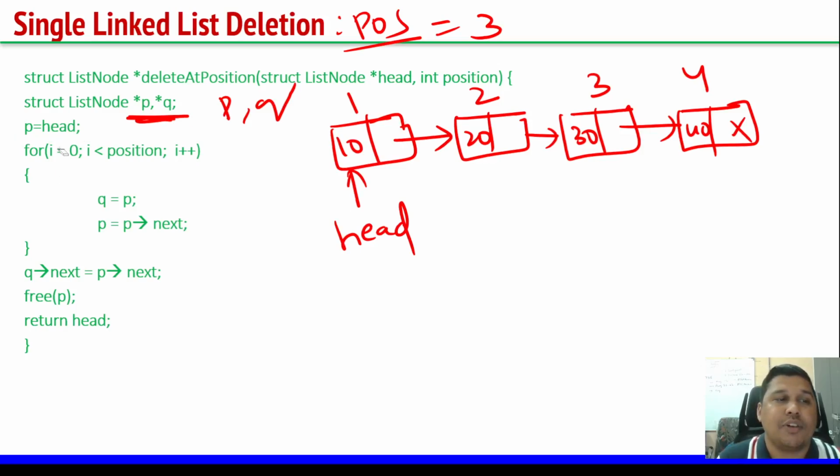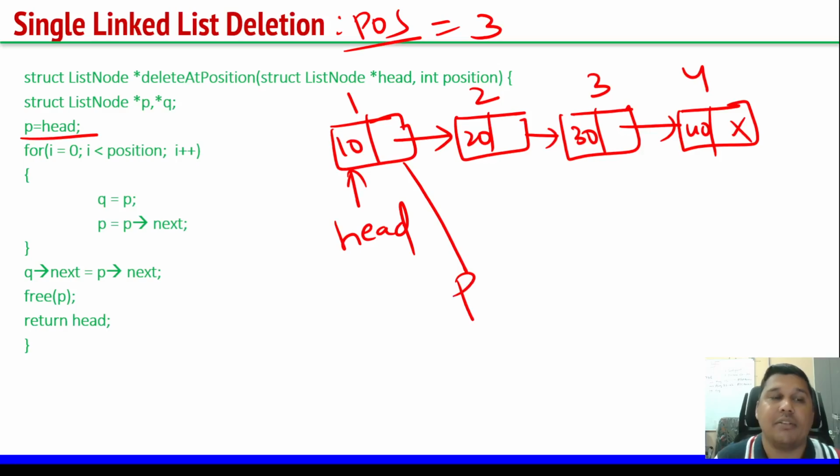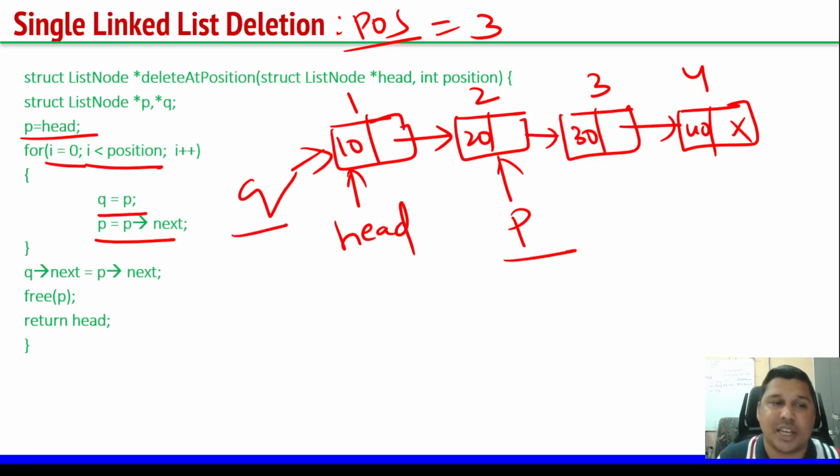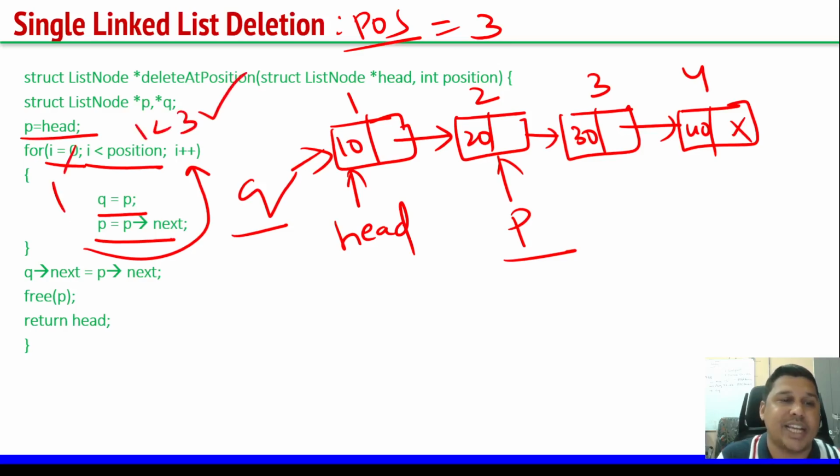So, see what I am doing. First step is P equal to head. I am making this as my P. I equal to 0, 0 less than position, 0 is less than 3, true. Q equal to P, I am making this as my Q. Then P equal to P next. I am making this as my P now. So, Q is here, P is here. Again go back, I plus plus, I becomes 1, 1 less than 3, yes, true. Q equal to P. Make this as your Q.